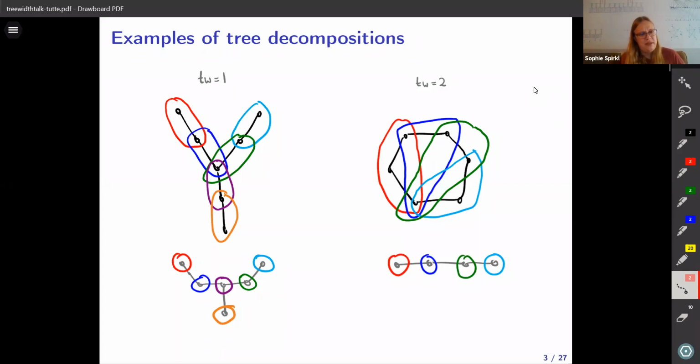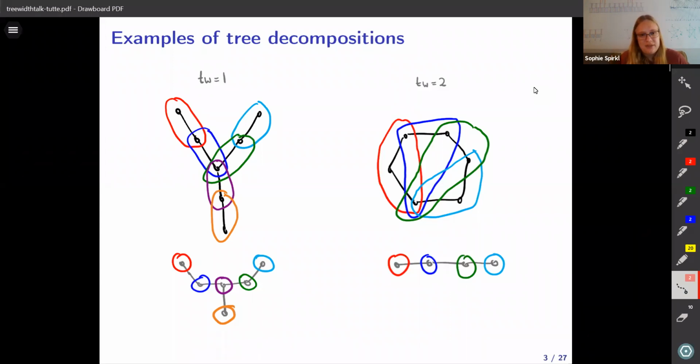But what in general tells you that a graph has large tree width? Oh, and I should say, ask me questions throughout if you have them. This is a talk where I'm telling you lots of things that you may or may not be familiar with, and please ask me if I'm not making sense.